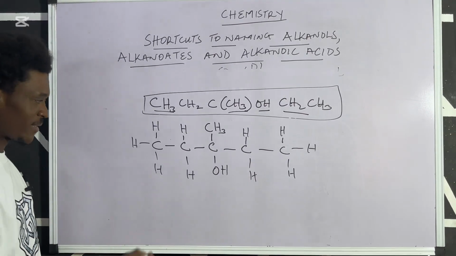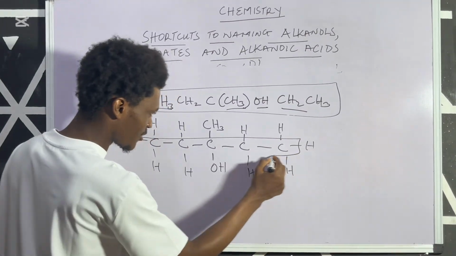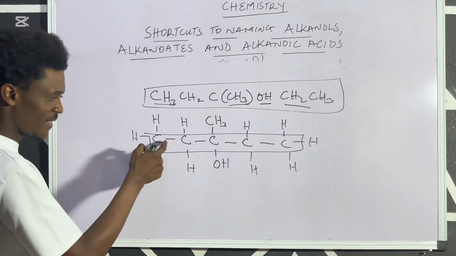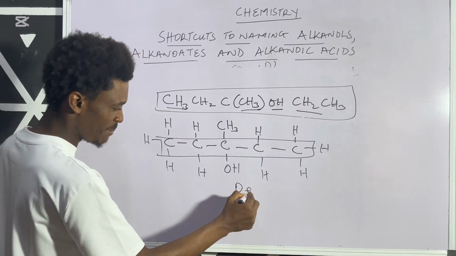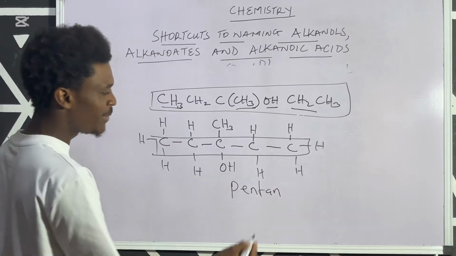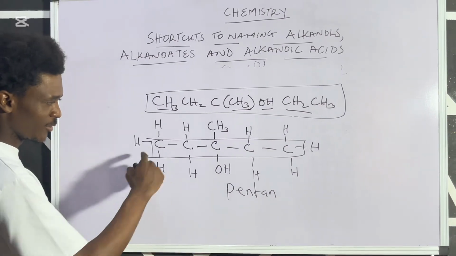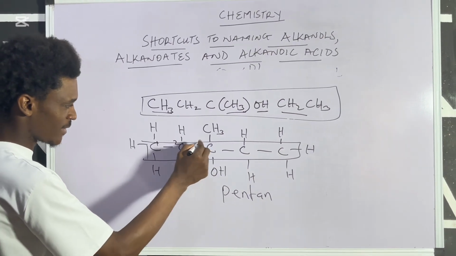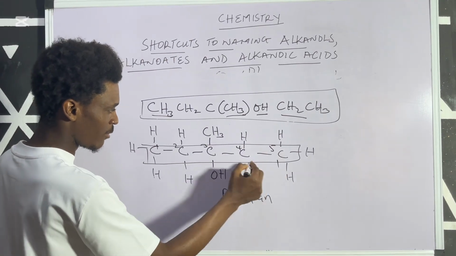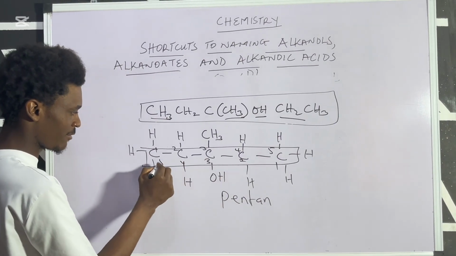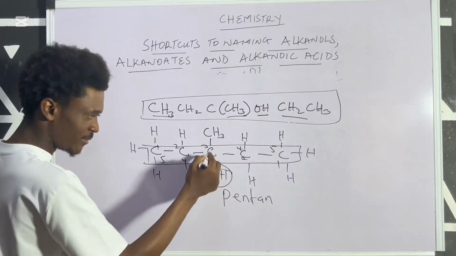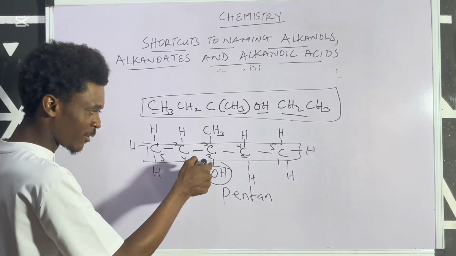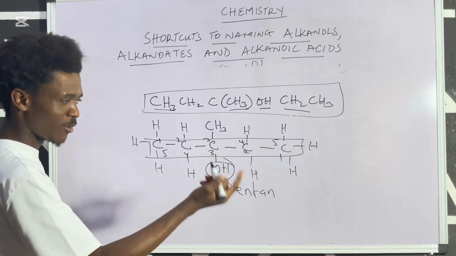So what are we supposed to do next? This is our longest chain. How many carbons are there? One, two, three, four, five. Five. That should be what? Pentan. Then next, we number forward and backward. One, two, three, four, five. One, two, three, four, five. Now, where can you find your OH in this carbon? Going by forward or backward, they are the same. So you can go with any direction.